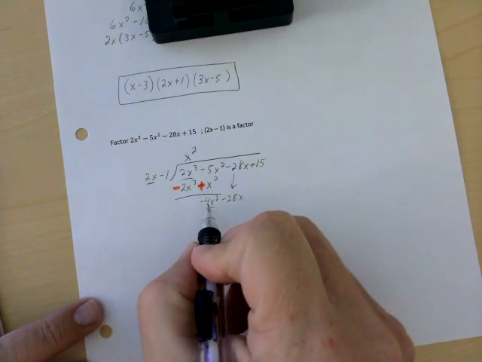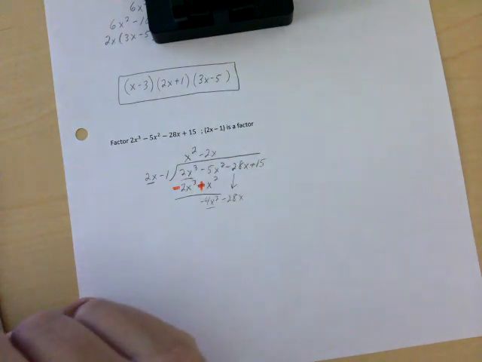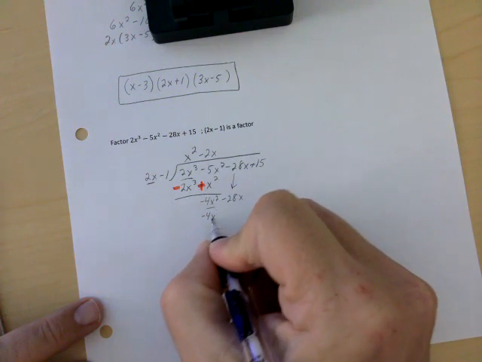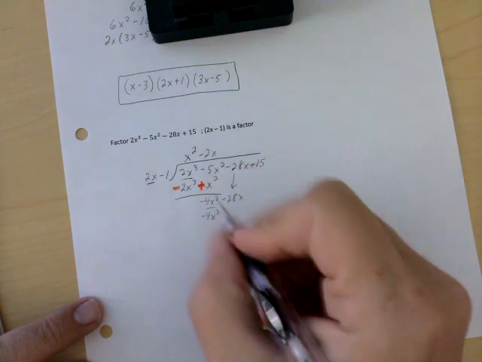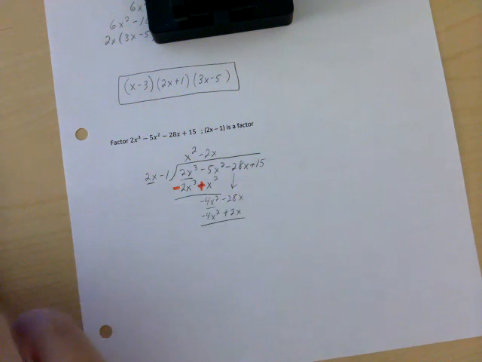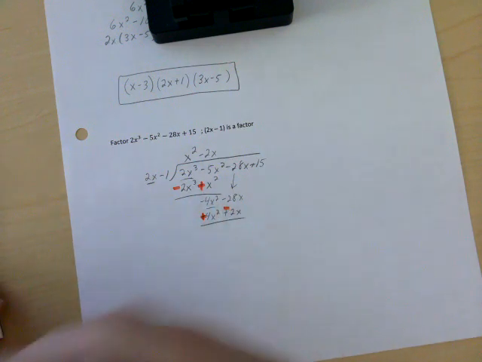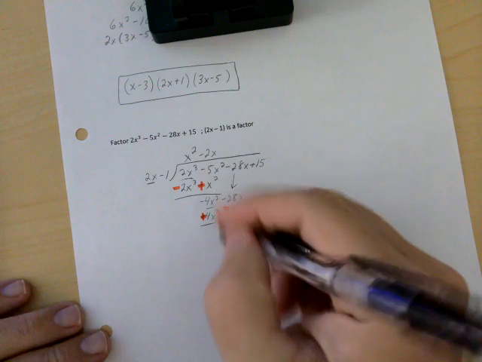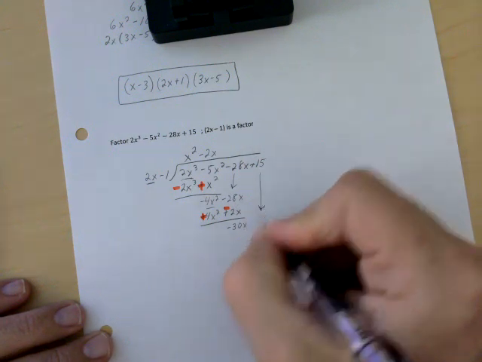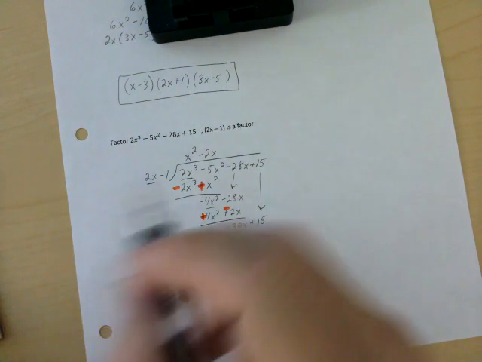2x into negative 4x squared is going to be a negative 2x. Negative 2x times 2x is negative 4x squared. Negative 2x times negative 1 is a positive 2x. And then we will switch these to their opposites. And then the x squareds are gone. This becomes a negative 30x. We bring down the 15, and we do this one last time, and this is where we must get a remainder of 0.